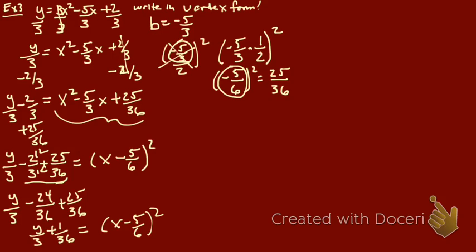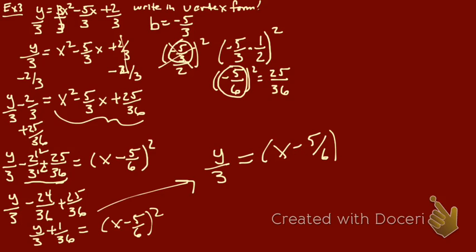And we're only a couple steps away. I know this seems tremendously hard, and it is. It's challenging. It's not easy. I have to get the y over 3 by itself, so I'm going to subtract. So if I have y over 3, I'm going to subtract 1/36 from both sides, giving me y over 3 equals x minus 5 over 6 squared. And then I subtracted 1/36 from both sides.